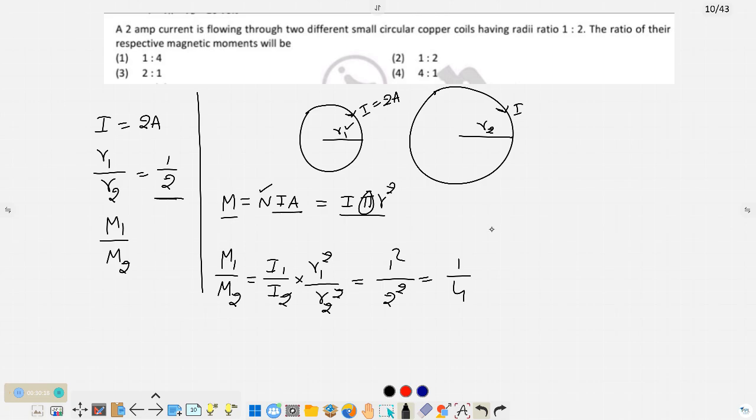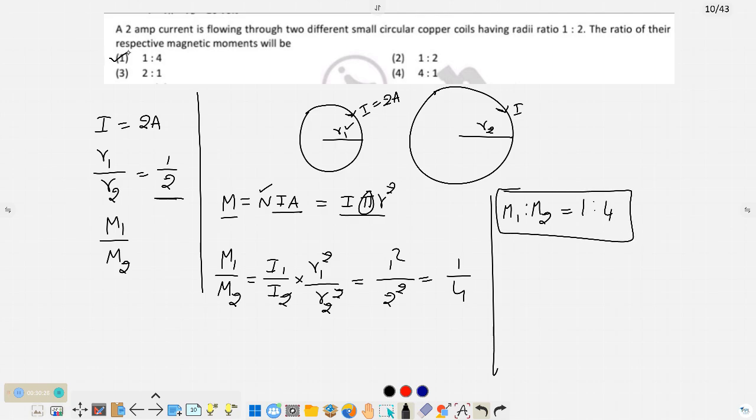So the ratio of magnetic moments m1 is to m2 is equal to how much? 1 is to 4 is the answer to your question. You see the options? Okay, the first option is correct, that is 1 is to 4.